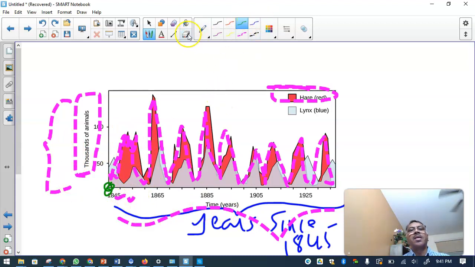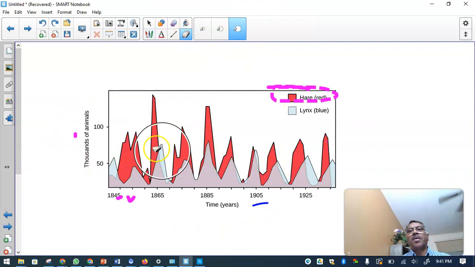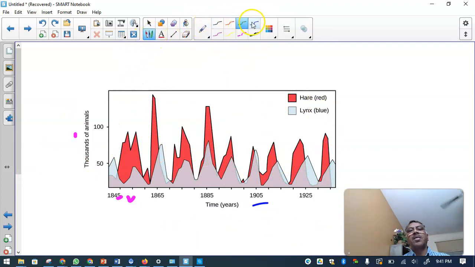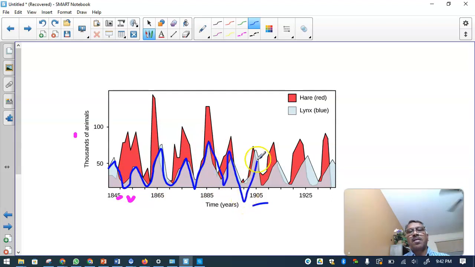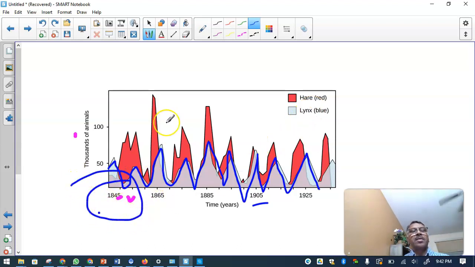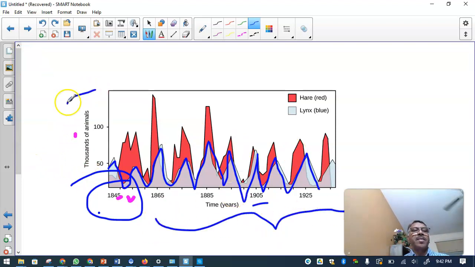For the other one, the lynx, I can use a blue color. See, it goes up, down, up, down, up, down. So this is like 10 years, 10 years, 10 years. So the cycle period is 10 years for both the population, the hare and the lynx, from the start of 85. Hope this helps you understand what independent variable and dependent variable and the repetition are.